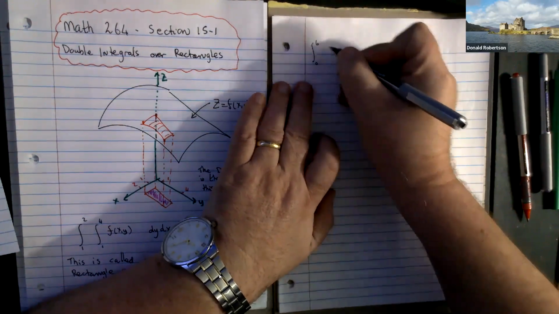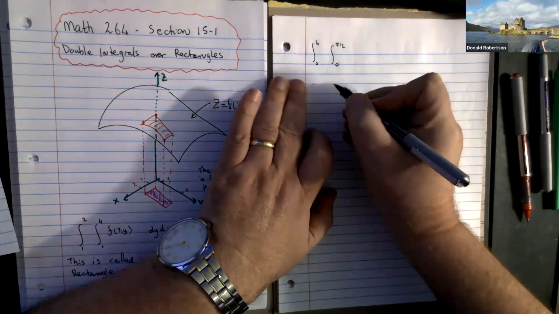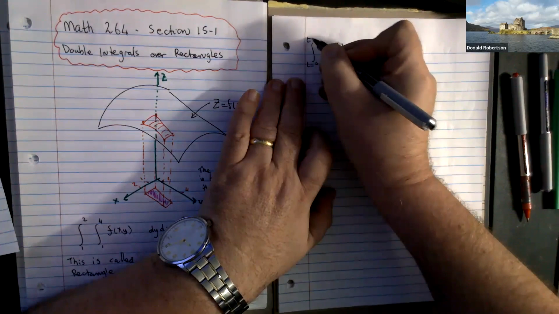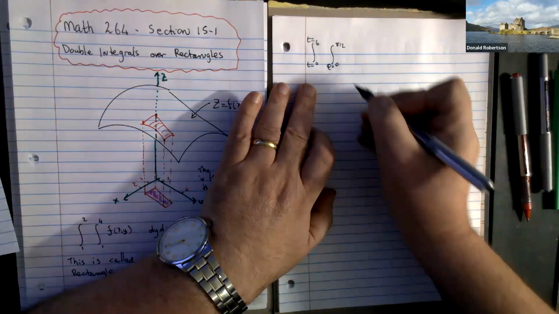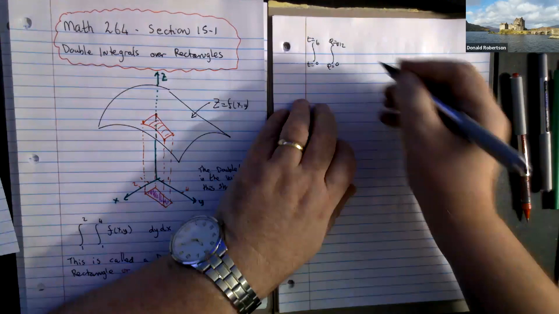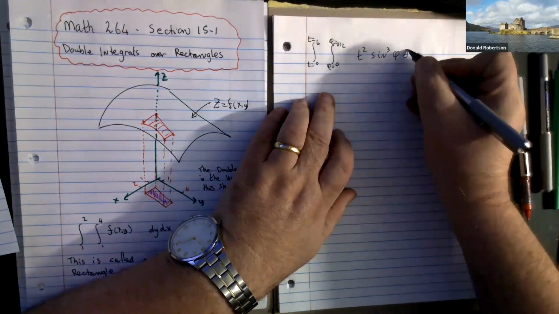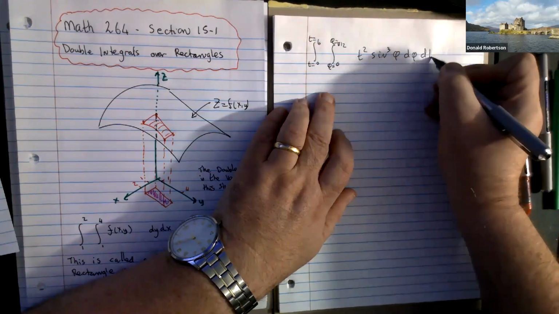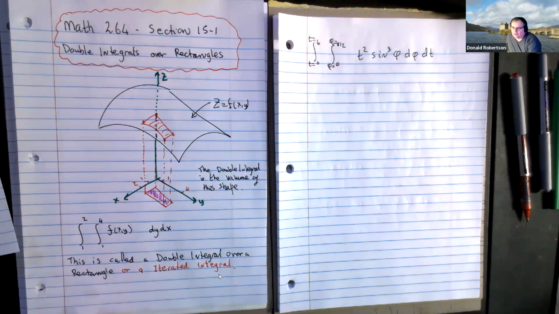The integral from 0 to 6. The integral from 0 to pi upon 2. The variable going from 0 to 6 is t. And for this guy, squiggle equals 0 to squiggle equals pi upon 2. And this guy is going to be t squared sine cubed squiggle d squiggle dt. Or if you prefer not to use the word squiggle, you can call it phi. Except some of you Americans want to call it something else, so that's why I'm calling it a squiggle.